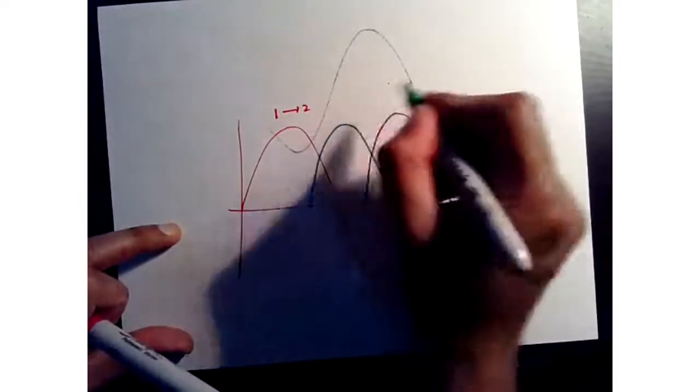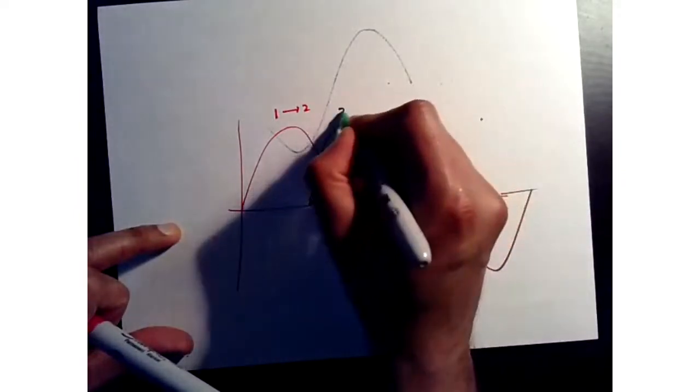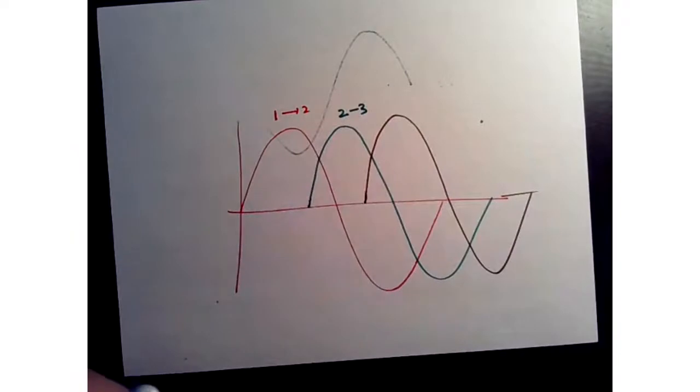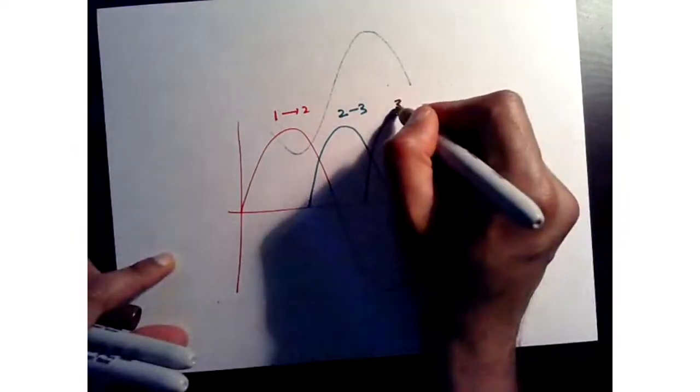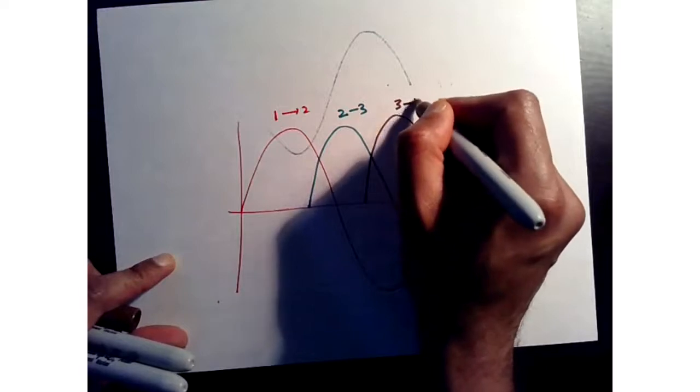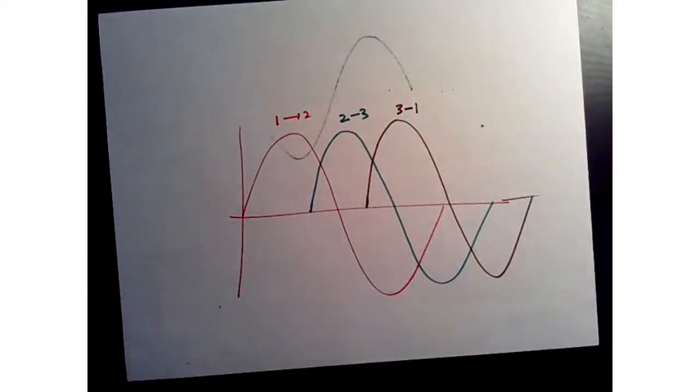This is 2 to 3. And this may be 3 to 1 or 1 to 3, right? And depending on how you choose that, you will see a difference. Now, this is if you don't have access to the neutral point.